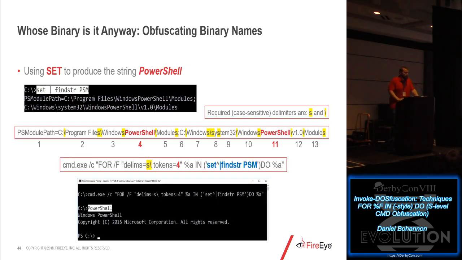Now, the only way I found to execute an internal command within a session and grab the contents and store it into an environment variable in that session is to use the for loop. It's very convoluted, but here's how it works. On the far right, we see we're running our set, findstr PSM as a subcommand. In the for loop, we're introducing the delimiters because the for loop supports that for us. Then we're saying I want token number 4, and it's storing that in the environment variable A. And then we just say do A.